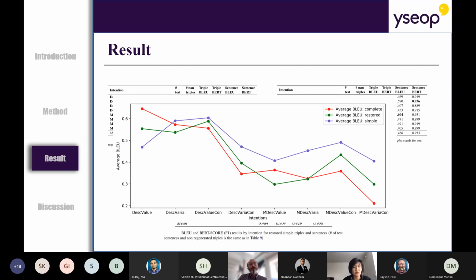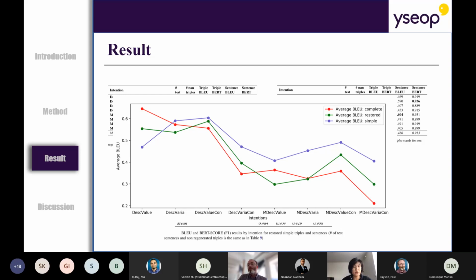This may be caused by the risk of information loss during the process of restoring the sentence from the simplified generated sentence. And from triple BLEU, it is easy to see that simple triples give a much better performance than the other two types of triples, which proves the validity of our data logic.